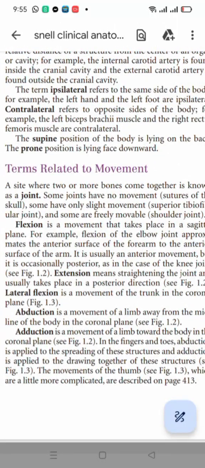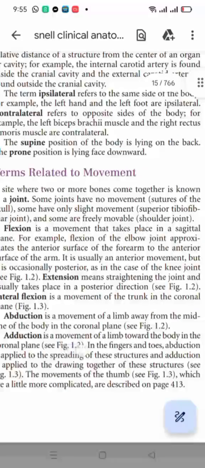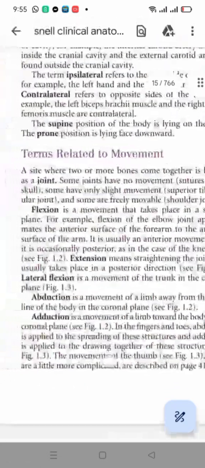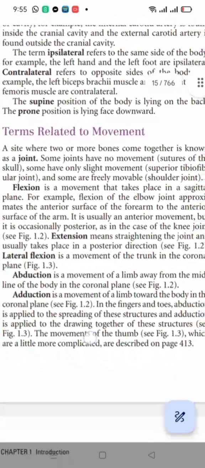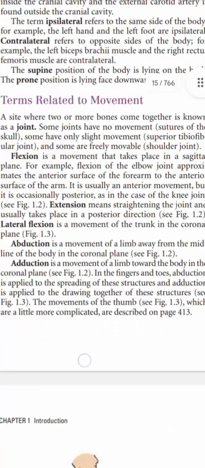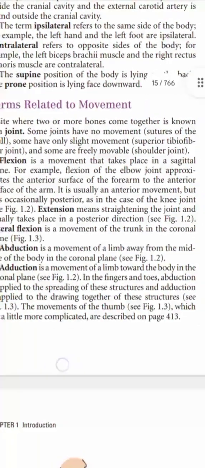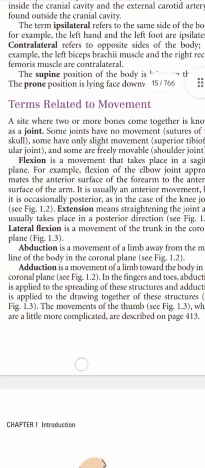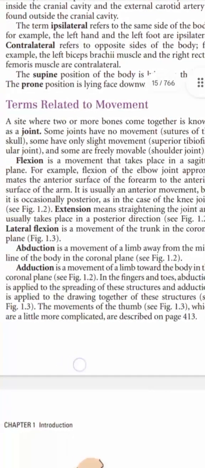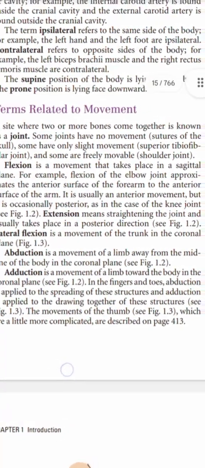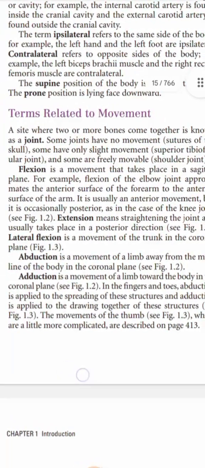Lateral flexion is the movement of the trunk in the coronal plane. Abduction is the movement of a limb away from the midline of the body in the coronal plane. Adduction is the movement of a limb toward the body in the coronal plane. In the fingers and toes, abduction is applied to the spreading of these structures, and adduction is applied to the drawing together of these structures. The movements of the thumb, which are a little more complicated, are described on page 50.